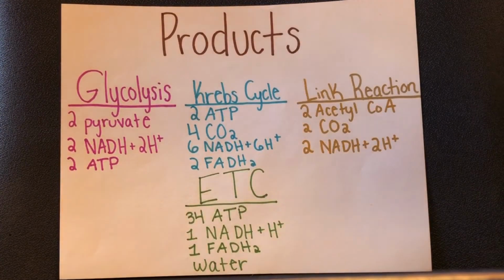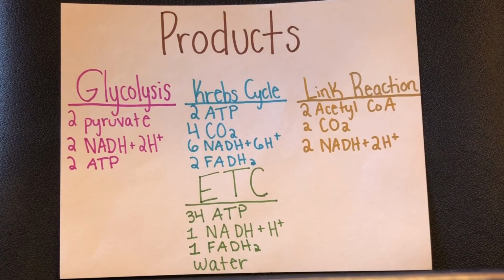So throughout this process, many products are made in each of the steps. In glycolysis, 2 pyruvate, 2 NADH plus 2 H+, and 2 ATP are made. In the Krebs cycle, 2 ATP, 4 CO2, 6 NADH plus 6 H+, and 2 FADH2 are made. In the link reaction, 2 acetyl-CoA, 2 CO2, and 2 NADH plus 2 H+ are made. And finally, in the electron transport chain, there are about 34 ATP, 1 NAD+ plus H+, 1 FAD molecule, and water made.